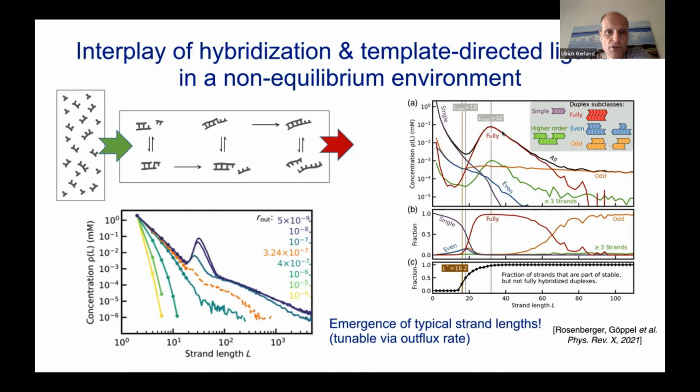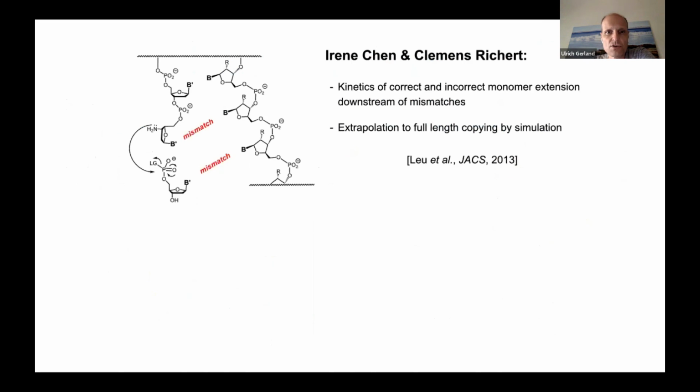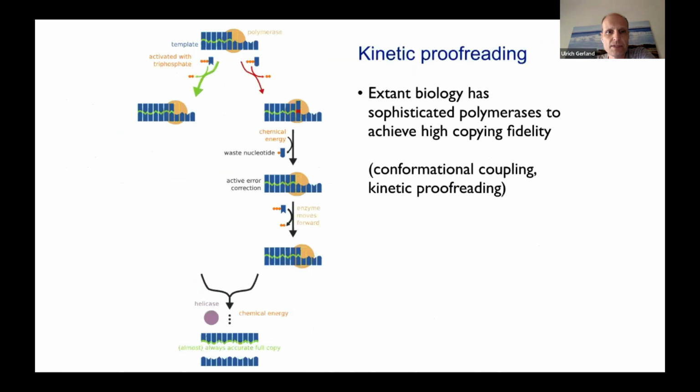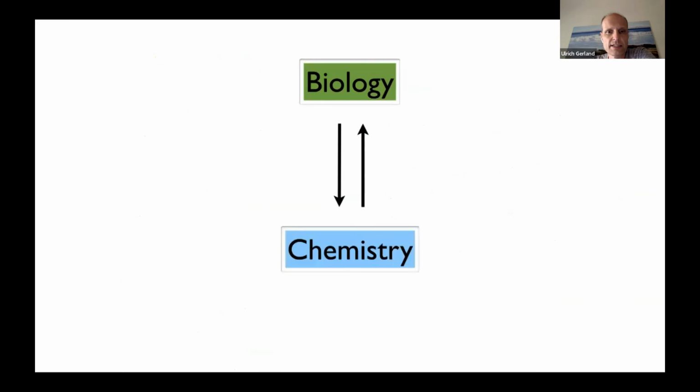It's a non-equilibrium process where different timescales compete. But the position of this peak and the height of it depends on the outflux rate. So it's a physical parameter. It's not like a rate constant or something from chemistry, but a physical parameter that describes this. Okay, so let me come to an end here, I think.